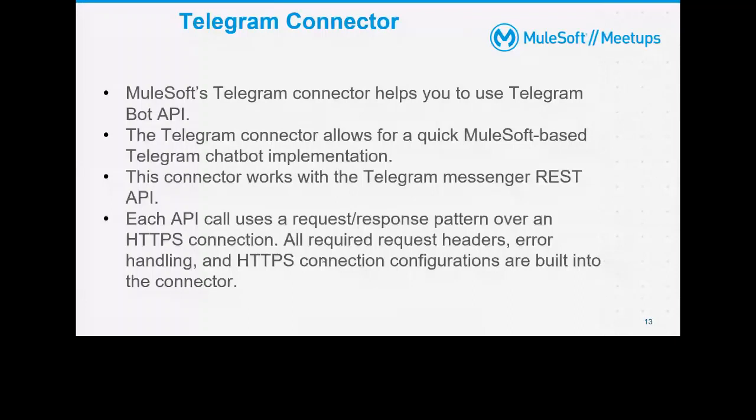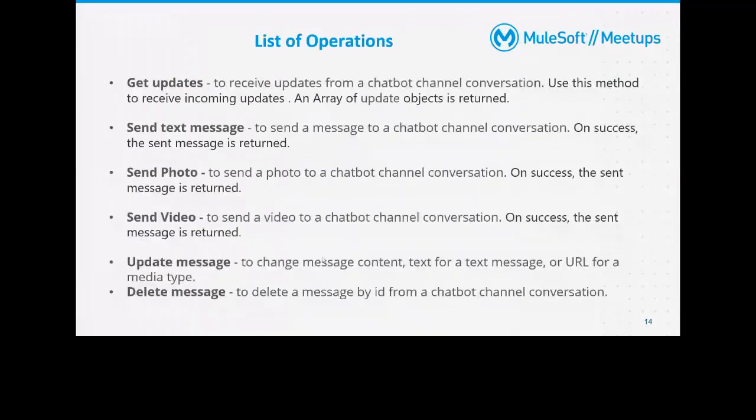So here is the list of operations that we can perform with our Telegram connector. If you want to get the updates from the group chat, it will receive all the updates from the chatbot channel conversation, and it will return us an array of update objects. We can send text messages, and on success, the same message which we have sent will be returned.